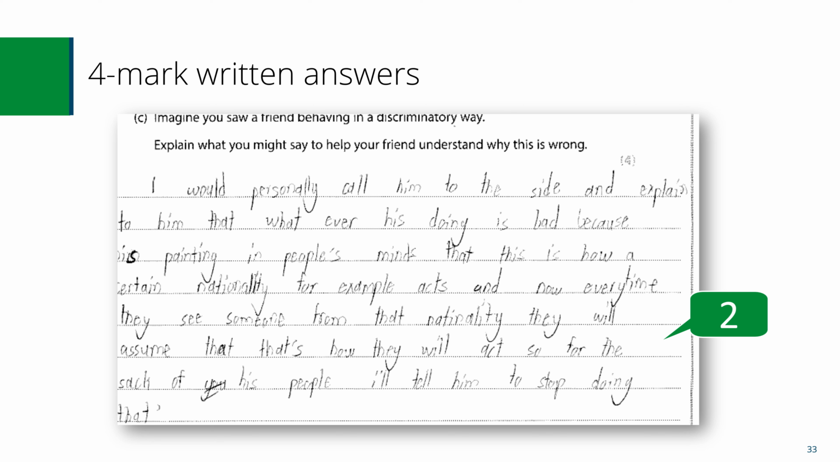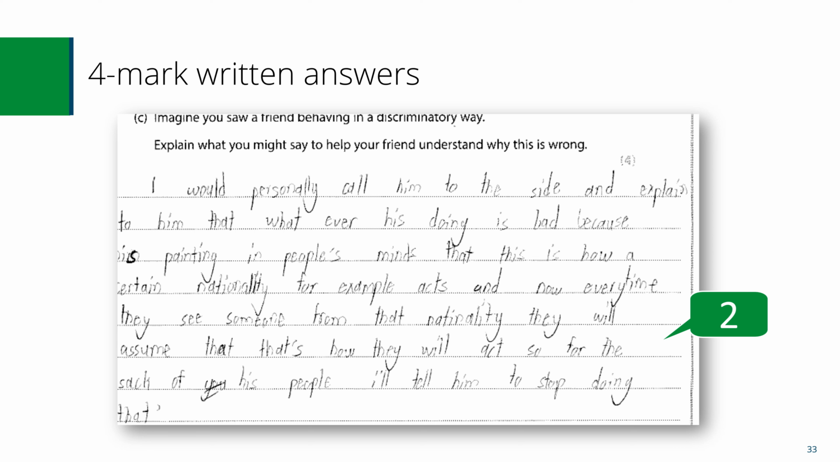I would personally call him to the side and explain to him that what he's doing is bad, because he's painting in people's minds that this is how a certain nationality, for example, acts, and however now everyone they see from that nationality, they'll assume that's how they will act. So for the sake of the people, stop doing it.